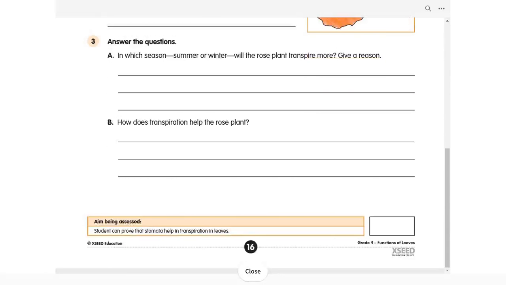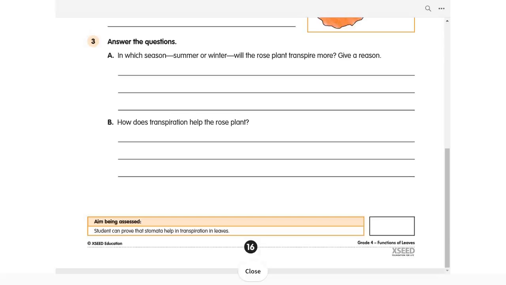Question number 3A. In which season, summer or winter, will the rose plant transpire more? Give a reason. What do you think? In which season will the rose plant transpire more? Summer or winter? Yes, summer. Let's see the answer. The rose plant will transpire more during the summer. This is because the rate of transpiration is more during hot and dry season.